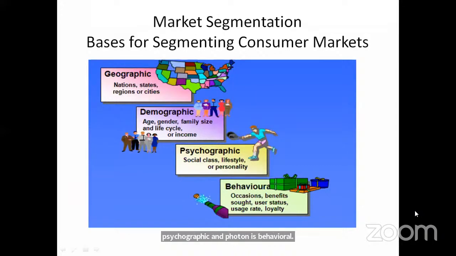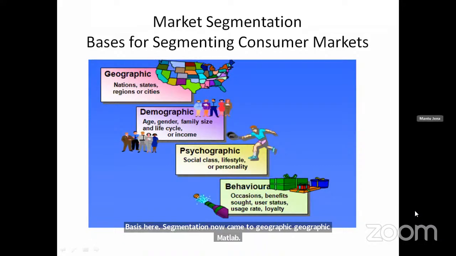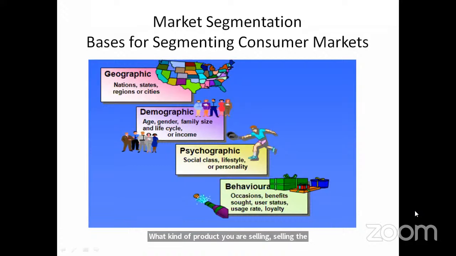Now came to geographic. Geographic मतलब what kind of product you are selling. Selling the product which is a national product, or maybe it is a domestic product. That means you are selling in states or regions or cities. So based on that, you had to design your segmentation strategy. So if it is a product which is sold in nation, like a shoe of Puma. Puma is a product which is not national but international. So what kind of strategy you are adopting to sell Puma products so it will attract the customer?